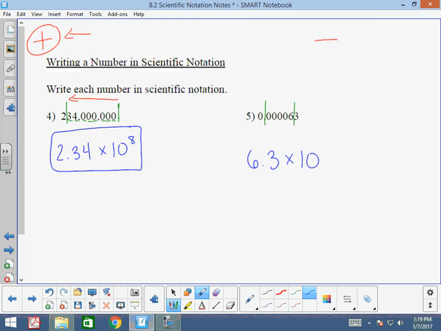Now this time, let's count how many numbers are between where our decimal was and where our decimal ended up. 1, 2, 3, 4, 5. Okay, now the direction that we went is from left to right. When you go to the right, you're going to have a negative exponent. So this is 6.3 times 10 to the negative 5.